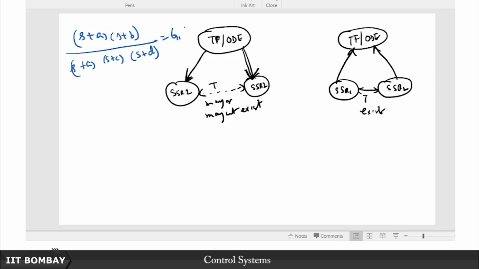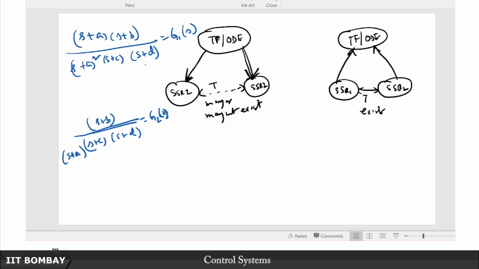So suppose someone starts with this transfer function and someone else starts with the transfer function S plus B upon S plus C times S plus D. So this is say G2. Let us say this is S plus A squared and this is S plus A. Now you might say that, well, this is just a pole zero cancellation after all. So what bad could happen in this?